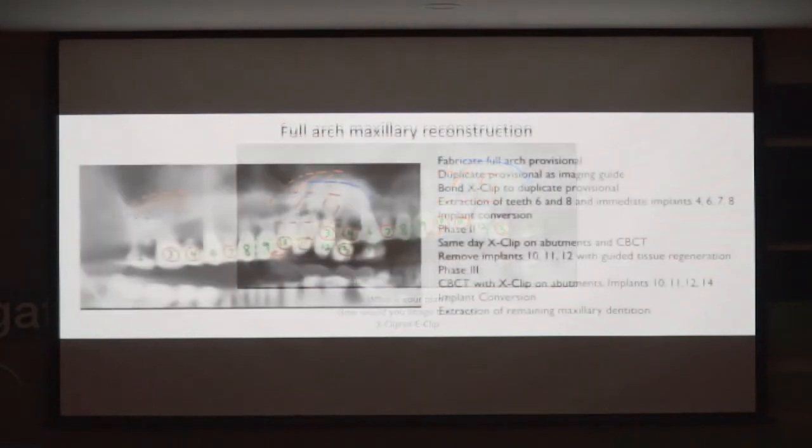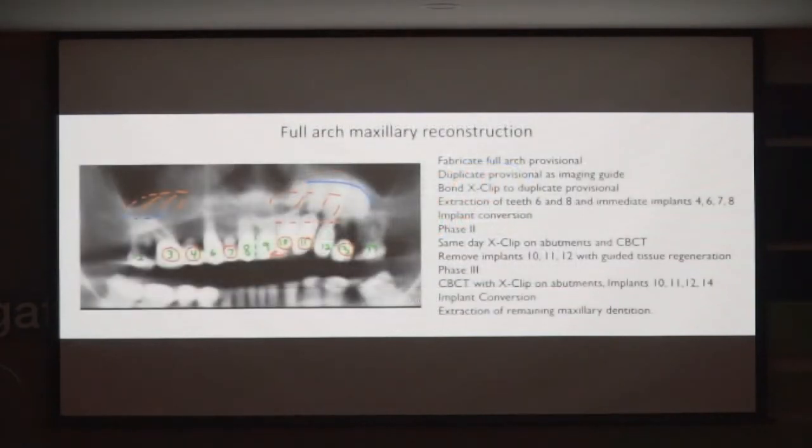So here's my plan. We're going to fabricate a full arch provisional. We're going to duplicate it as an imaging guide. We're then going to bond the X-clip to that guide, just not lubricating it. We're going to extract 6 and 8 right here, and 8. There's no implants there. And do immediates 4, 6, 7, and 8. And then we're going to wait.